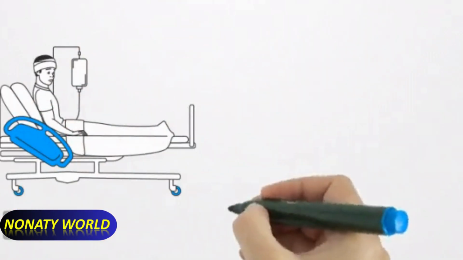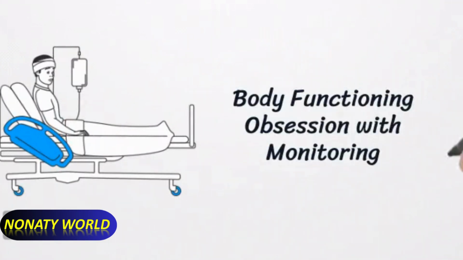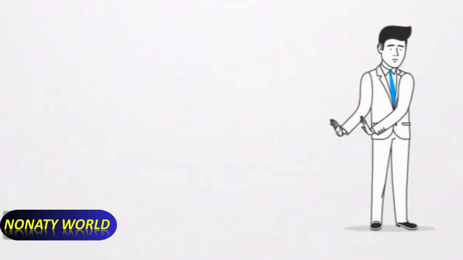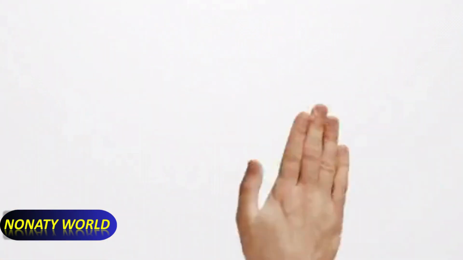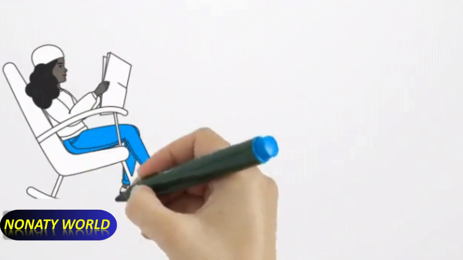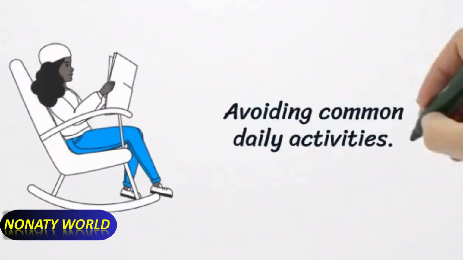5. Checking one's pulse, counting breaths, and counting swallows as a compulsive way to make sure one's body is functioning normally. 6. Deliberately avoiding circumstances or pursuits that could increase awareness of bodily processes. This can involve abstaining from physical activity, socializing, going out to eat, etc.